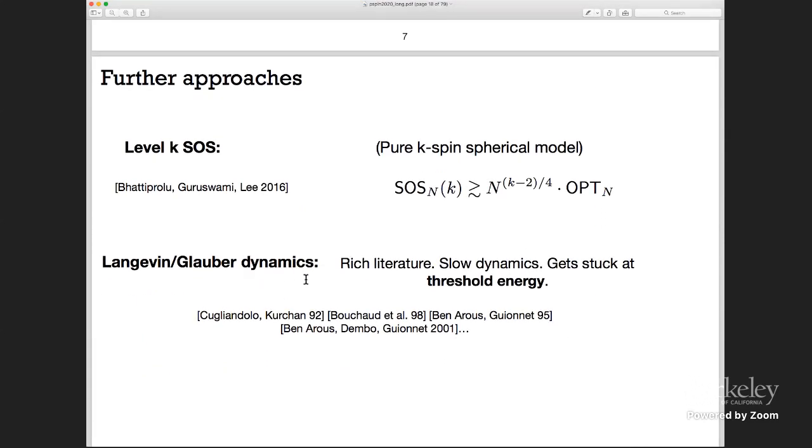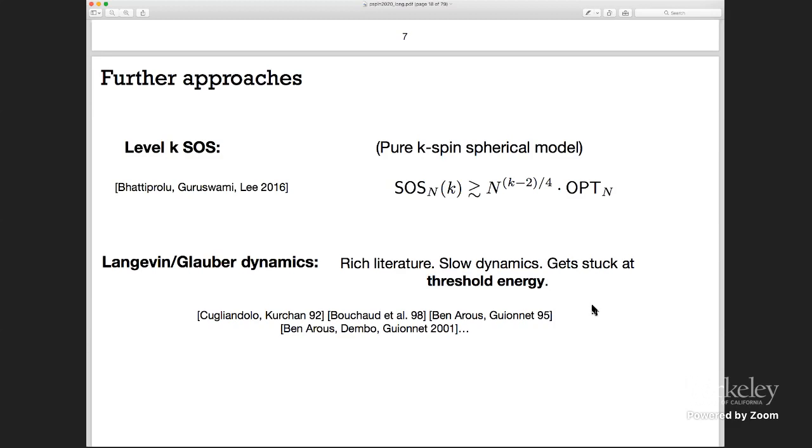So let's move away from convex relaxations and consider other approaches. And here, for instance, you can do Langevin or global dynamics. There is a rich literature, but we know that at least at low temperature, the dynamics are slow and the mixing is exponential. And typically in polynomial time, you'll only get stuck in what's called the threshold energy.